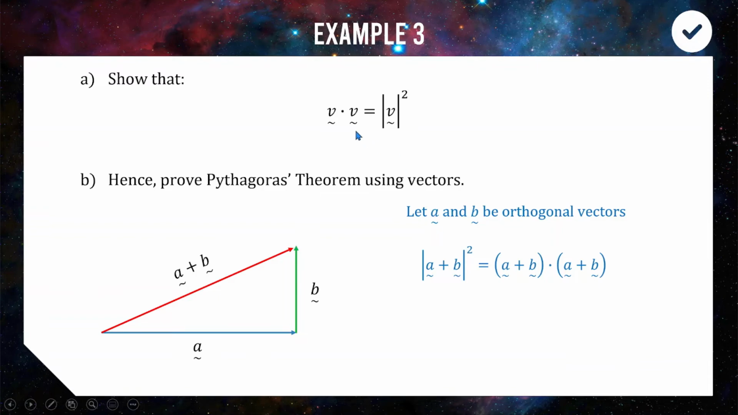Using our result from part A, we can write the magnitude squared as the dot product of the vector with itself. So A plus B, dot product A plus B. Now we're going to expand these two brackets by essentially doing a binomial FOIL expansion. So we're going to have A dot A, we'll have A dot B and then B dot A in the middle, which we can group together as just two lots of A dot B. And on the end, we have B dot B.